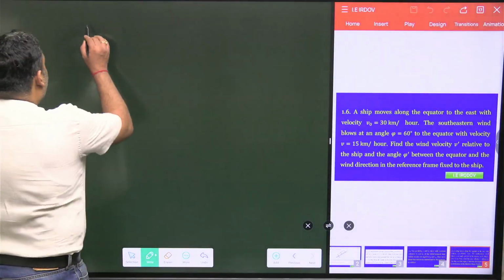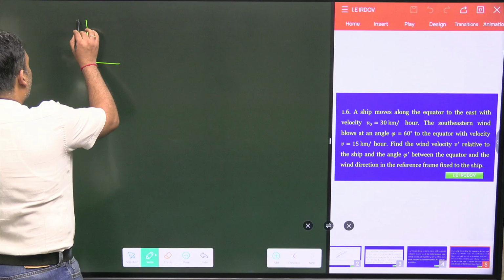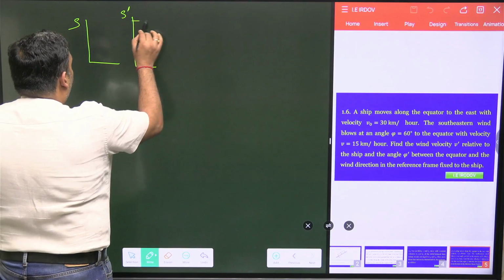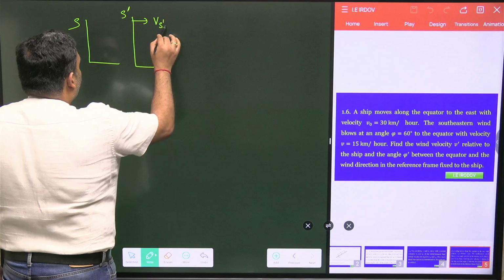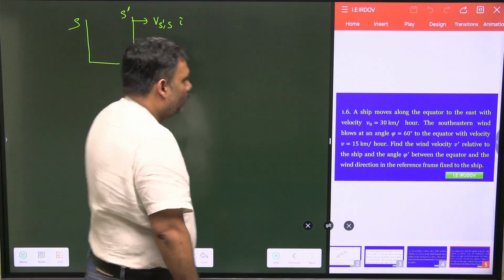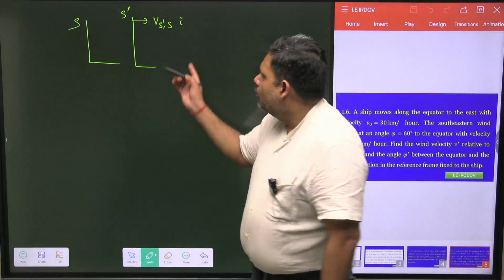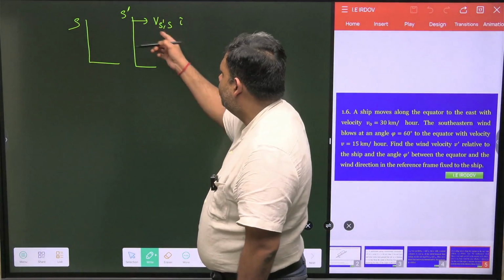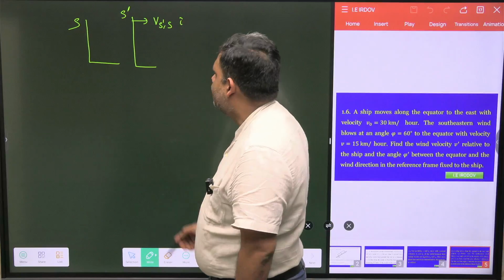Suppose I have one frame, S, and another frame, S dash. The velocity of S dash with respect to S, let's say, is in the I cap direction. This velocity of S dash with respect to S is given. This one is the value and this is the direction.